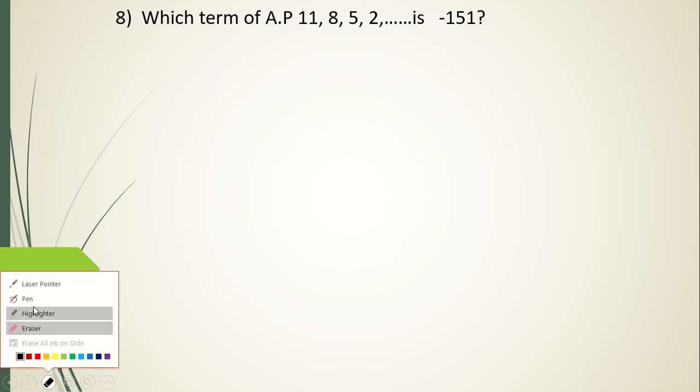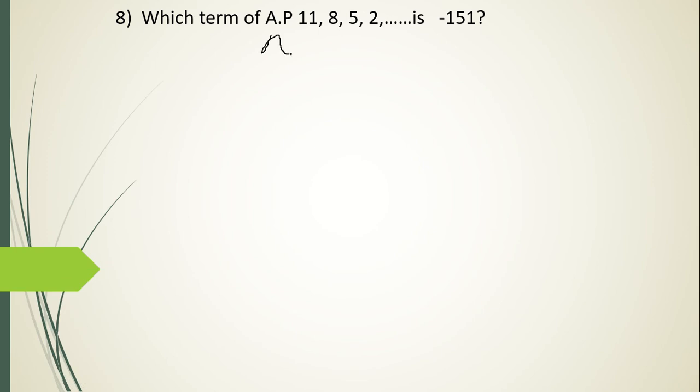Let's move on to the next sum, the 8th sum. Which term of the AP 11, 8, 5 is minus 151? Which term? That means they have asked us to find n. Which term of the AP is this? Let's assume the nth term of this AP is minus 151. So T of n is minus 151.